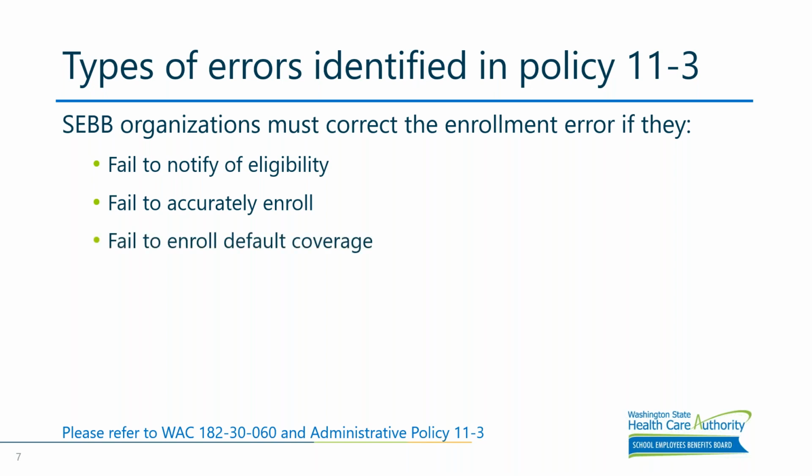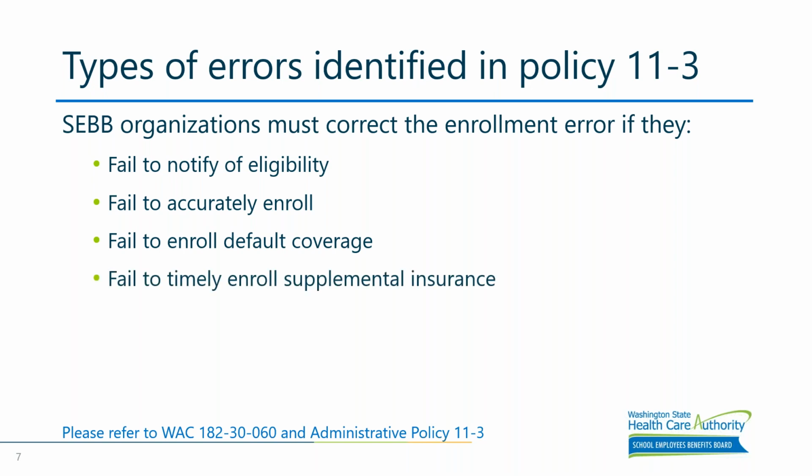And then failure to enroll default coverage. An example of this would probably be the eligibility notice went out to the employee, but the employee failed to submit enrollment forms or failed to go online on SEBB My Account and enroll. In turn, the employer did not enroll the account timely. So probably the employer didn't even put the employee into SEBB My Account, so the employee had no opportunity to make their elections.